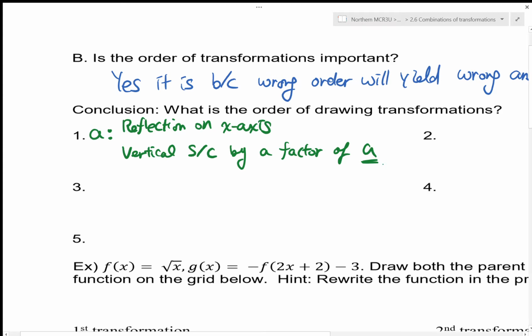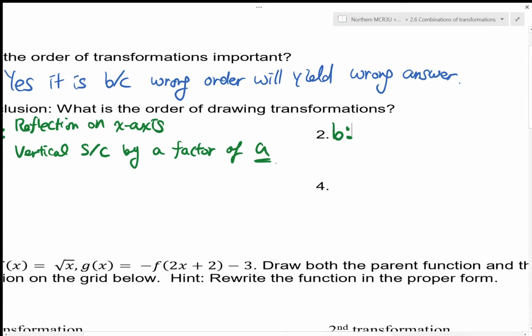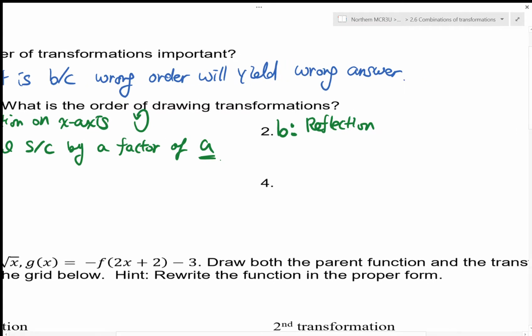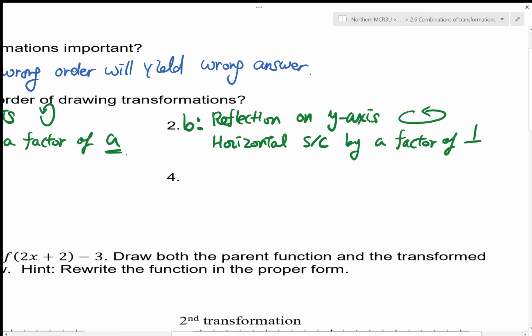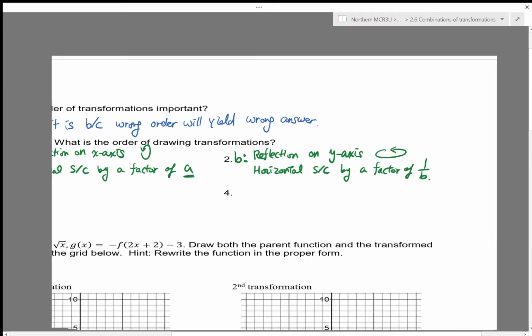Okay. Now then, the second one is the b value, and the b value is the reflection on the y-axis. So remember, the reflection on the x-axis is flipping this way, the vertical way, whereas the reflection on the y-axis is the horizontal reflection, which gives me this way, right? And then it also gives me horizontal stretch or compression by a factor of 1 over b. Okay, so remember, we investigated why it's 1 over b, and it was explained in the class as well. So make sure that you understand why.